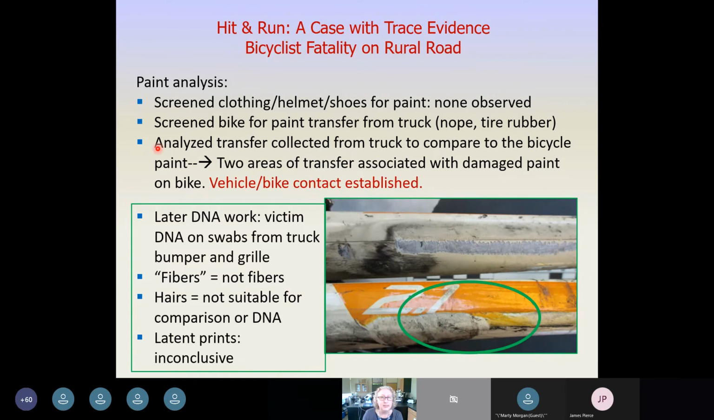So then we looked at the samples that were taken from the truck itself to compare with the paint that was on the bicycle, because most bicycles are painted.